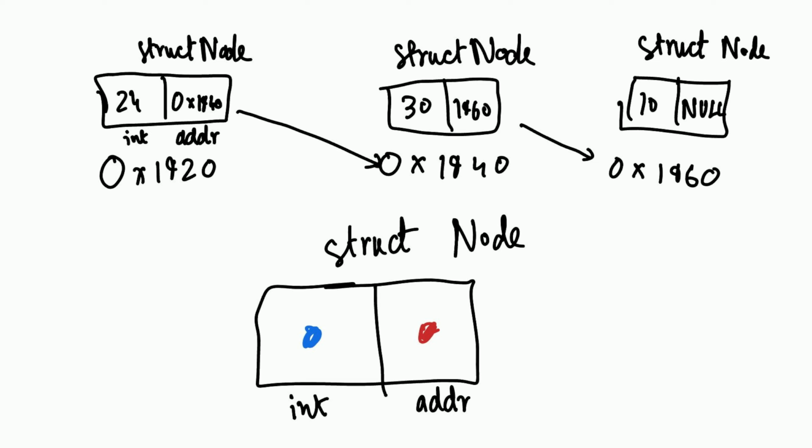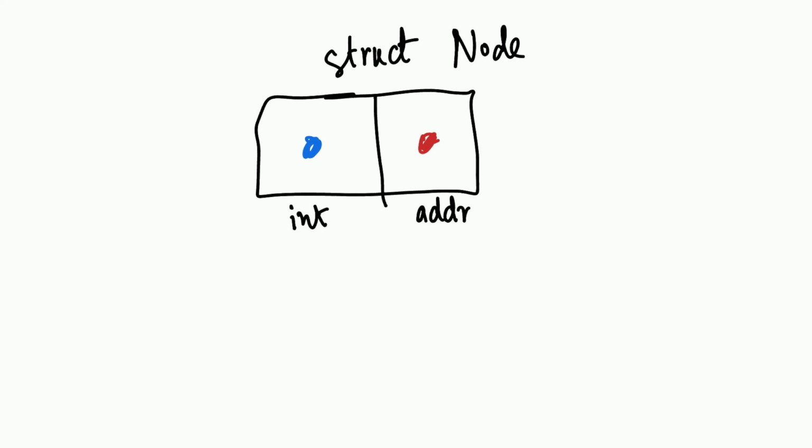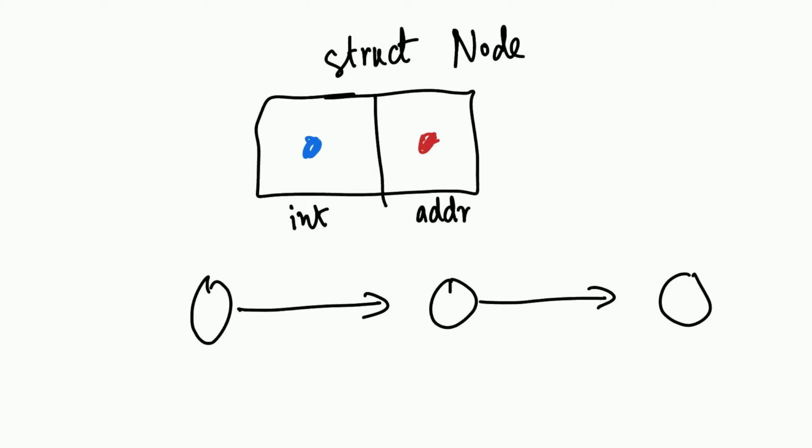So essentially, if we were to look at it as a linked list in Python, something like this, our blue is the data and red is our link. And that's how linked lists are implemented in C. And that's how we saw visually.